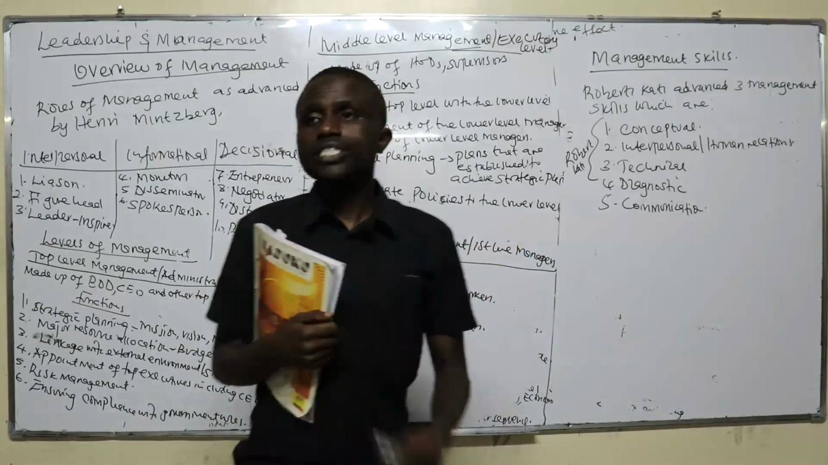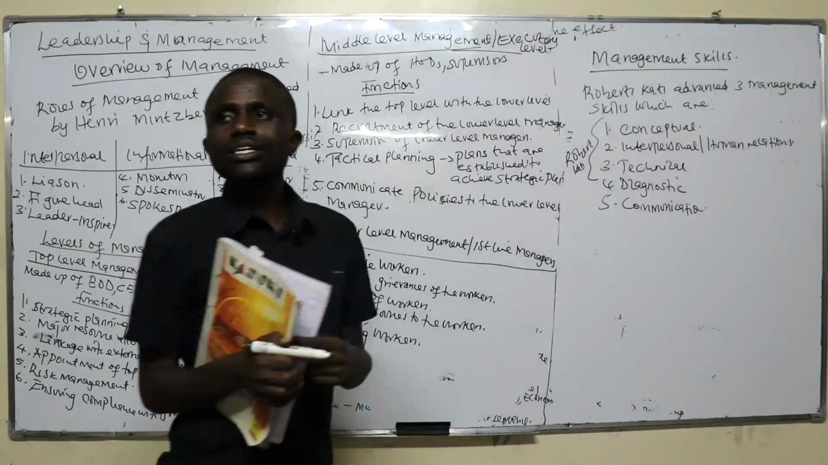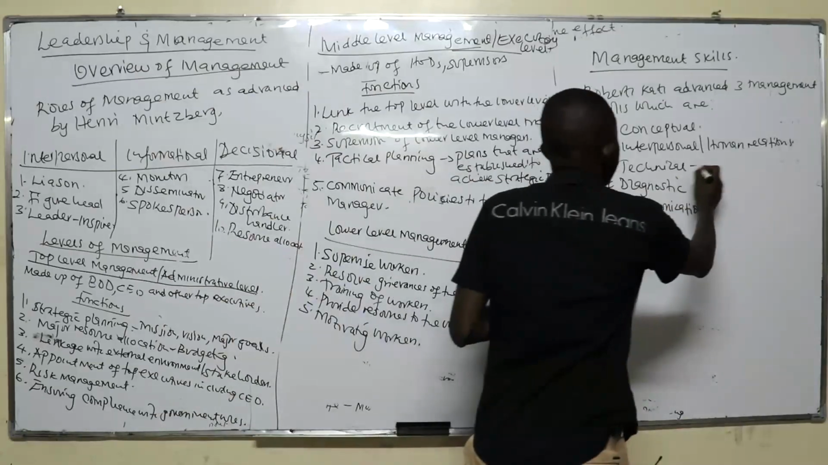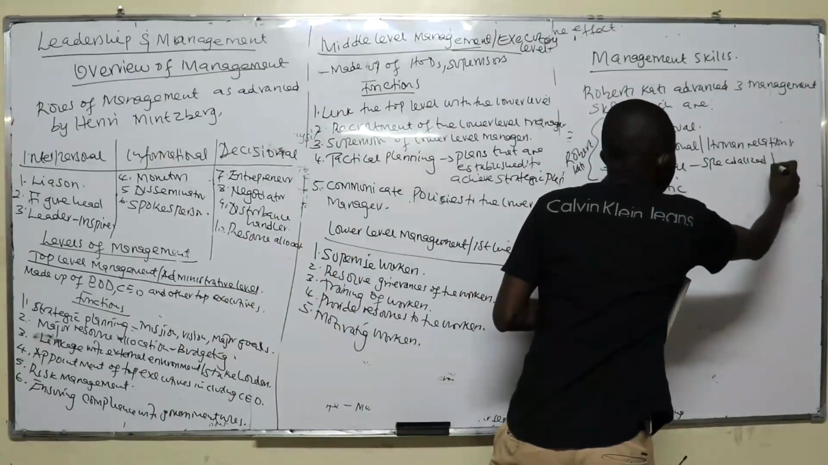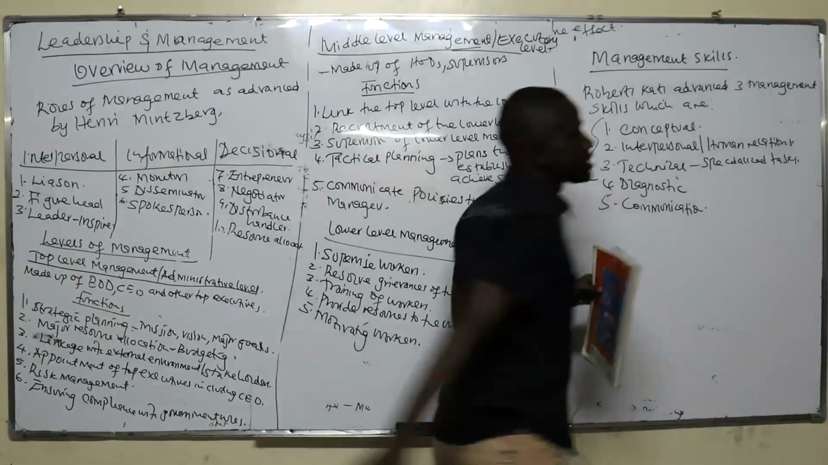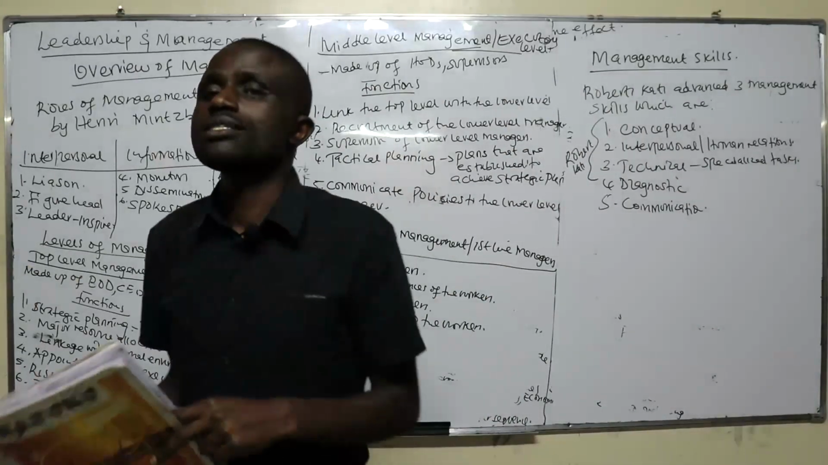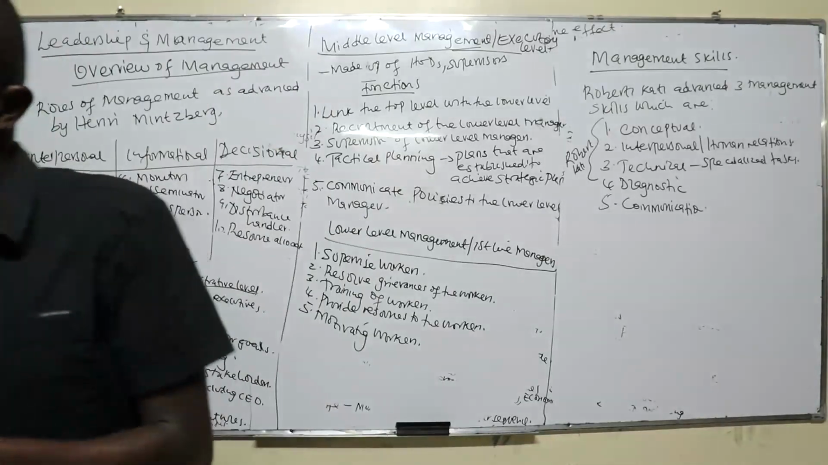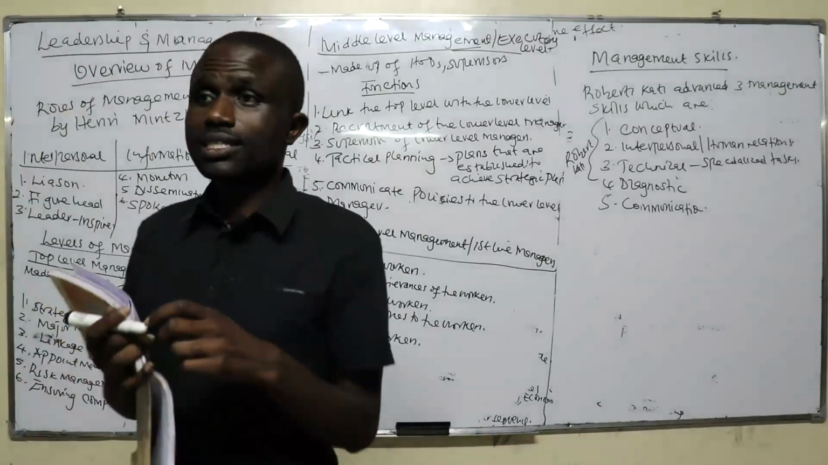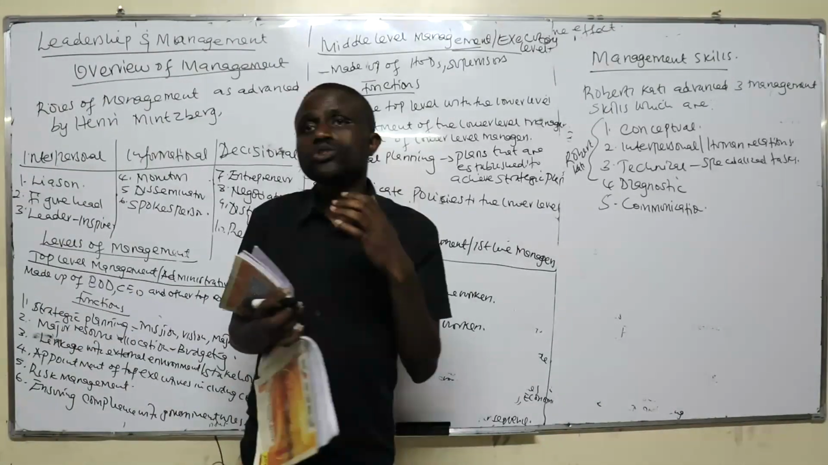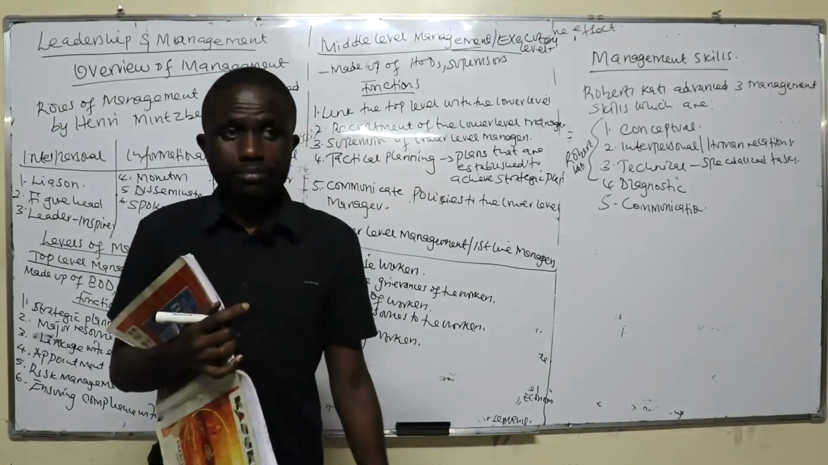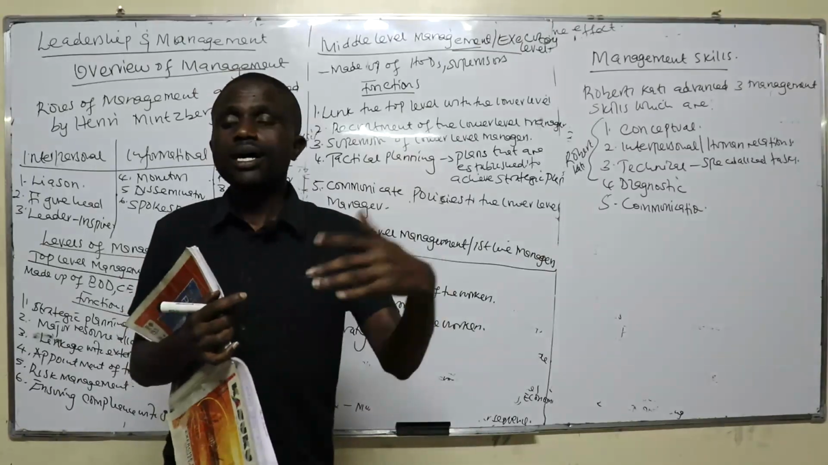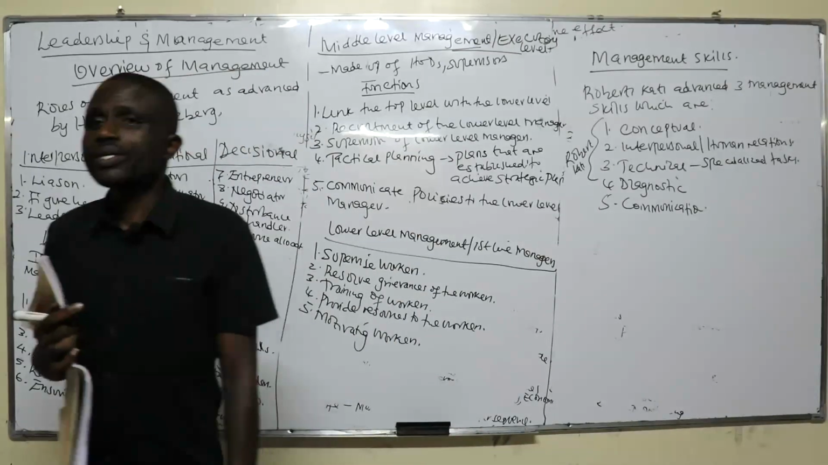Then technical skills. These are skills required to perform specialized tasks. For instance, you cannot be an account manager if you don't know how to do accounts. Is that clear? You must have specialized knowledge in regard to accounting. And where do you require these skills most?